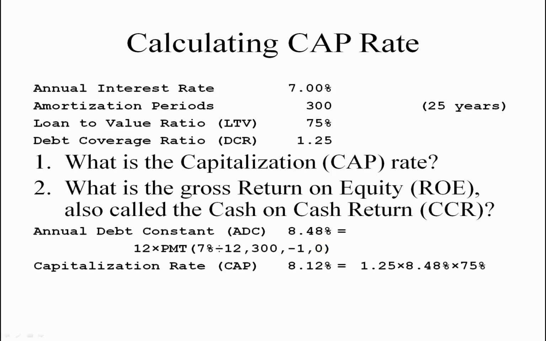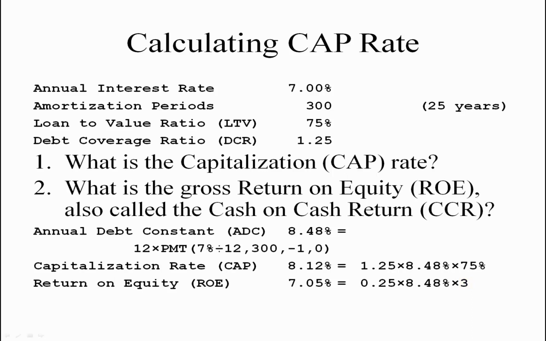We then calculate the capitalization rate, 8.12%, equals the debt coverage ratio, 1.25, times the annual debt constant, 8.48%, times the loan-to-value ratio, 75%. The return on equity, 7.05%, equals the quantity debt coverage ratio minus 1, 0.25, times the annual debt constant, times the leverage to debt. In this case, it's 3. That's 75% divided by 25%.